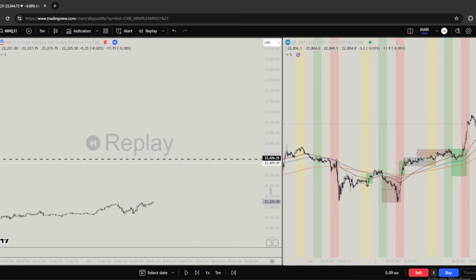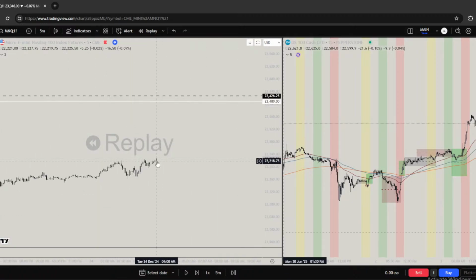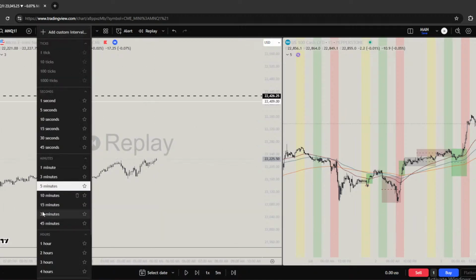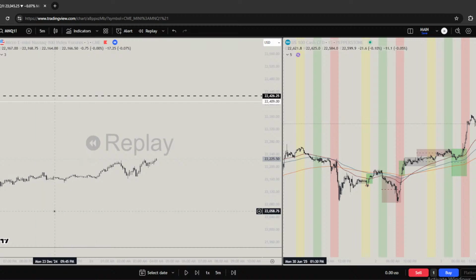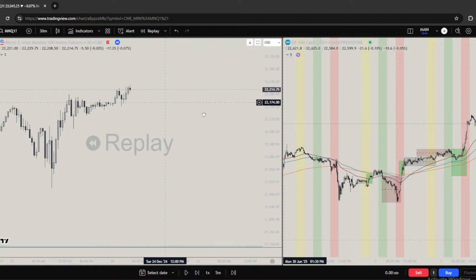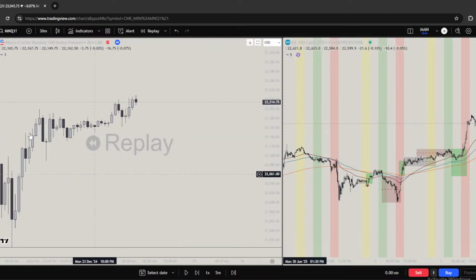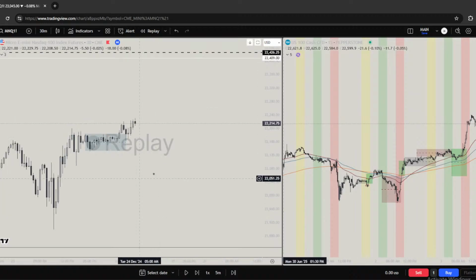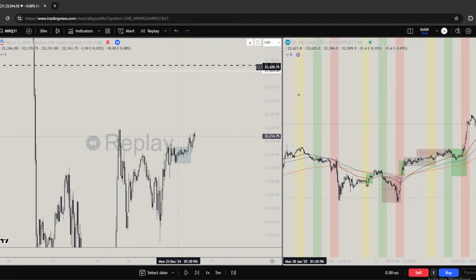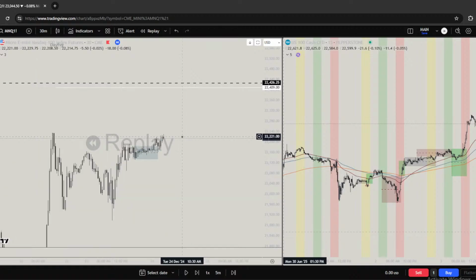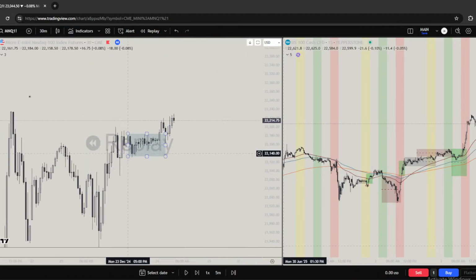What time is this? This is 4 a.m. So we should be manipulating right now. It's still like that manipulation now. It's 2 a.m. So we're in that London session. Let's just see how far price want to go.